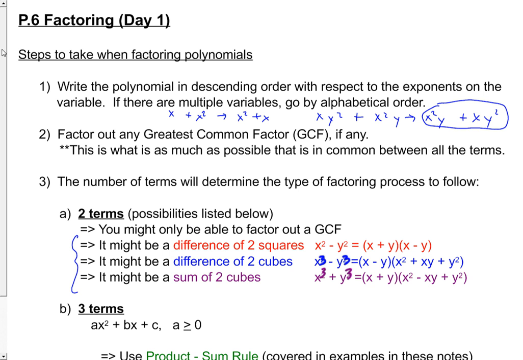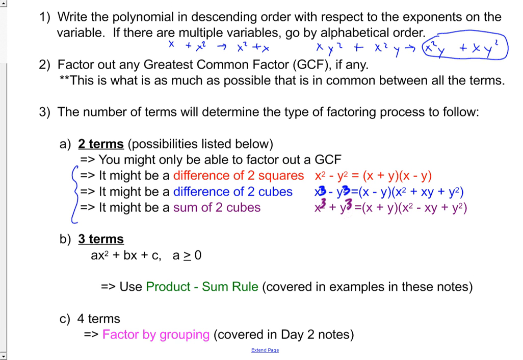Now if I have 3 terms, I am looking at the possibility of being able to factor this trinomial using what is called the product sum rule, and we'll be covering that process in today's notes. The two terms, the special factoring formulas, we will be covering in day 2.